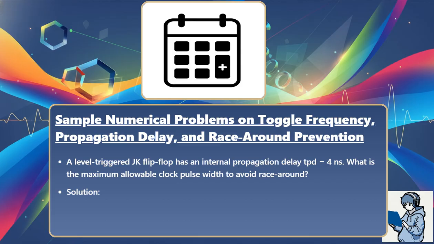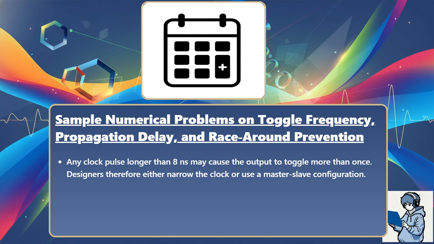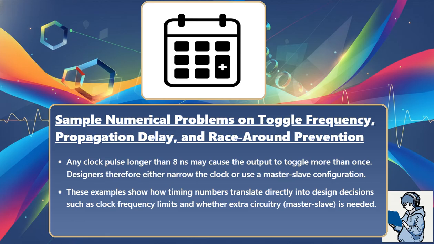Solution. Using the criterion T clock less than 2 times TPD, T clock max equals 2 times TPD equals 8 nanoseconds. Any clock pulse longer than 8 nanoseconds may cause the output to toggle more than once. Designers therefore either narrow the clock or use a master-slave configuration. These examples show how timing numbers translate directly into design decisions such as clock frequency limits and whether extra circuitry, master-slave, is needed.